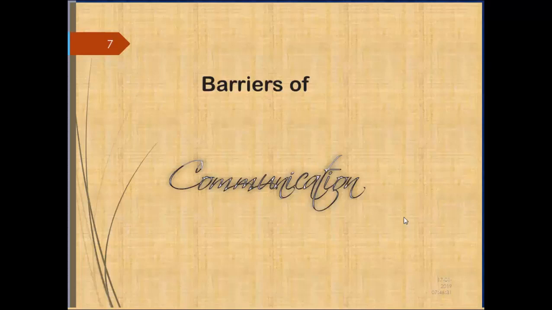Because on the quiz, or the midterm, we might present you with a situation where the communication is not working, and ask you what type of barrier it is. So you have to understand this. For example, this is a physical barrier, and how to fix it. All right, so barriers of communication.